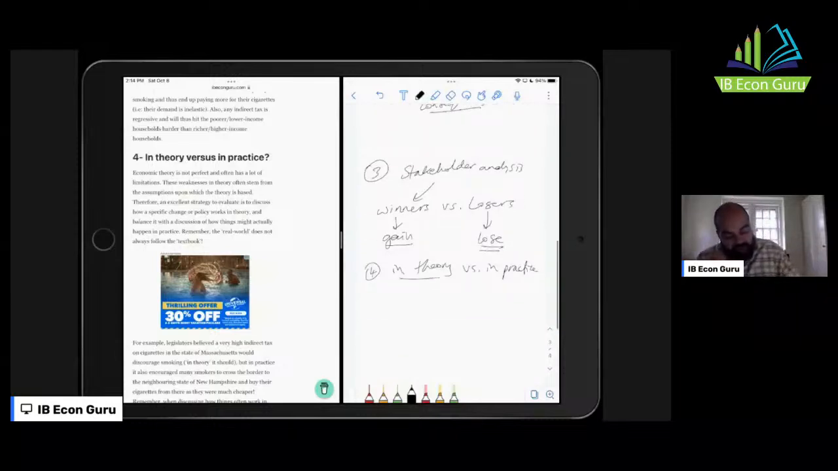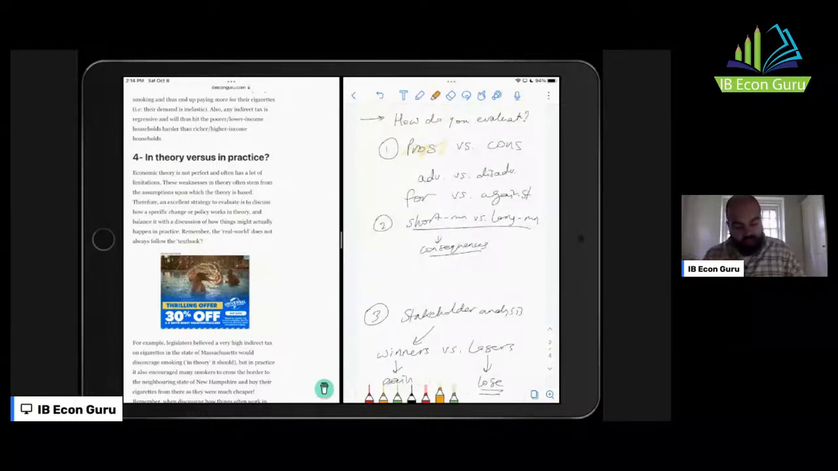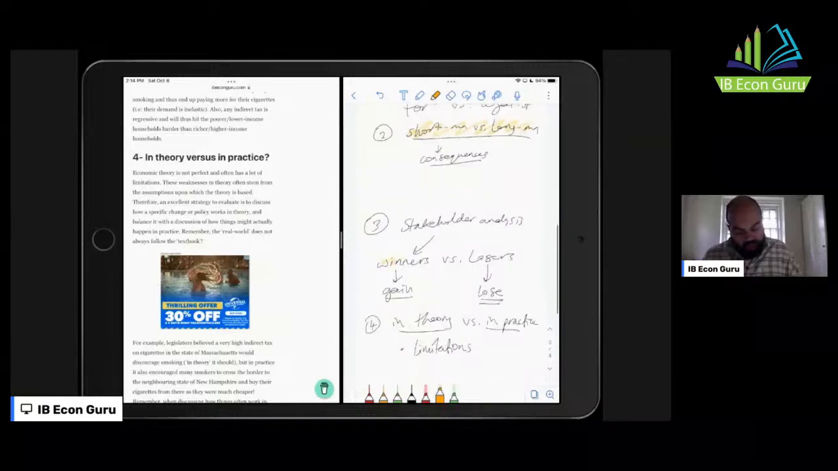Okay, so think about these things. This is where you think of the limitations of the theory or the economic models that you are using in your analysis and your evaluation. So these are the approaches to evaluation: pros versus cons, short run versus long run, winners versus losers, how things work in theory versus how they work in practice. Now, which ones do you choose? Well, that will depend on whatever it is you're evaluating. It's contextualized in whatever it is you're evaluating.